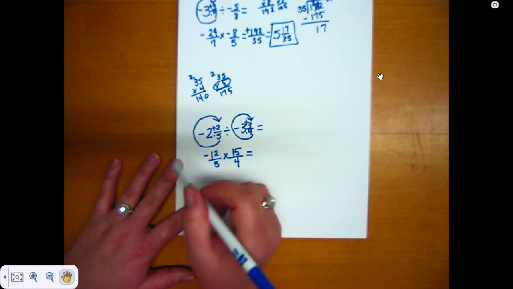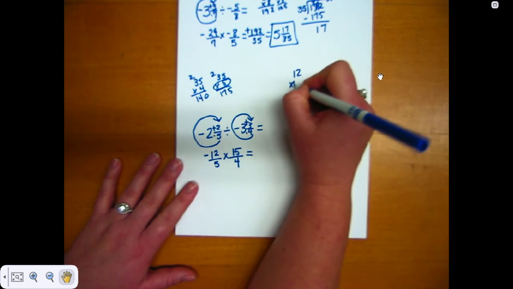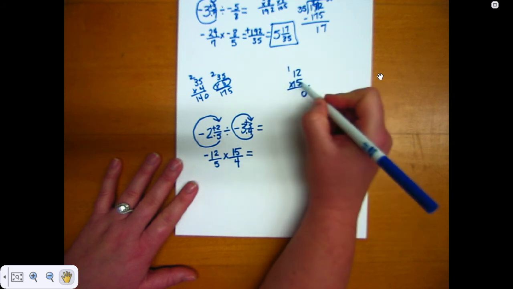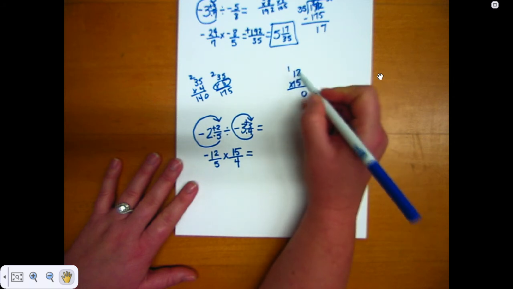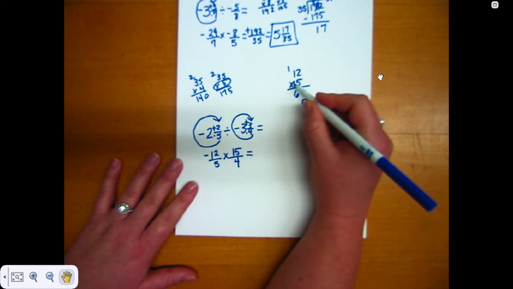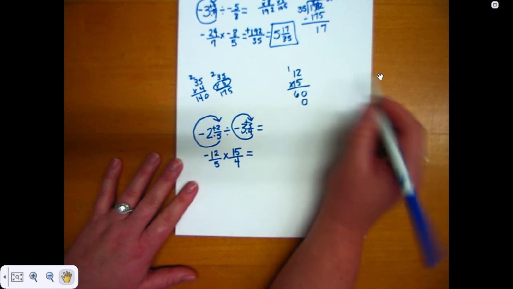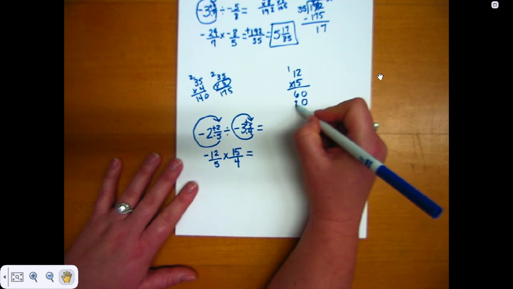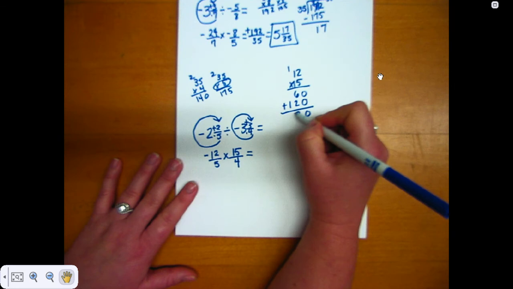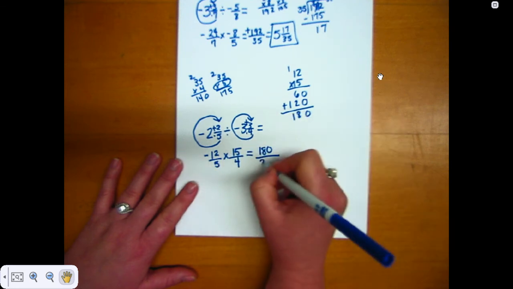Now we're going to multiply across the top. I don't know what 12 times 15 is, so I'm going to come up here and do 12 times 15. 5 times 2 is 10. Carry your 1. 5 times 1 is 5. 5 plus 1 is 6. Don't forget your 0, because we're not really multiplying 1 times 2. We're multiplying 10 times 2, which is why we put our 0 here. 1 times 2 is 2, and 1 times 1 is 1. Add them together, and you get 180. And 5 times 4 is 20.